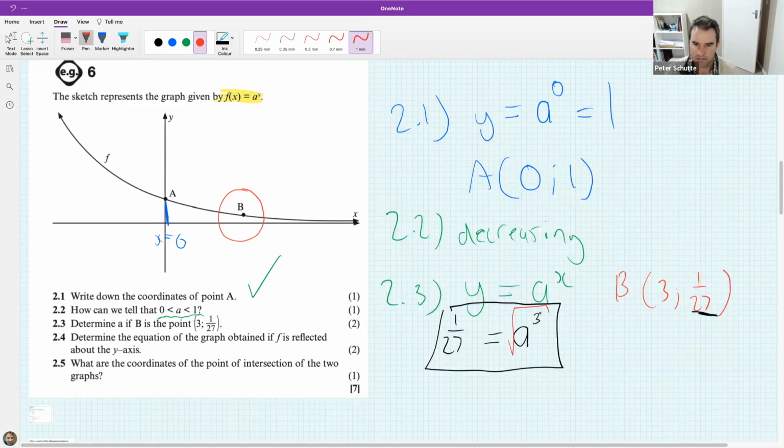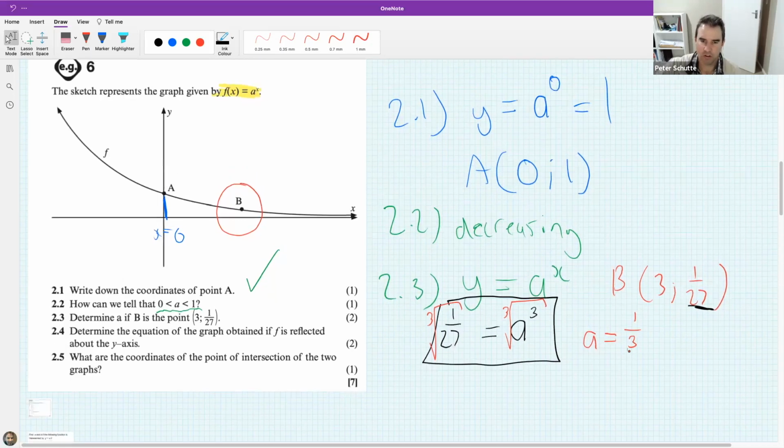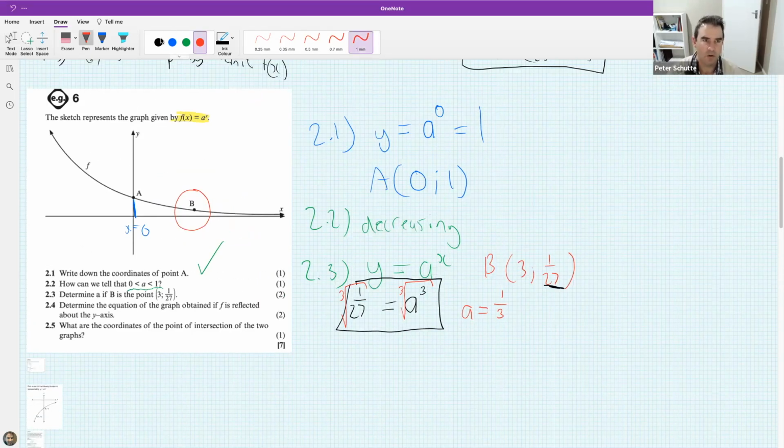Yes, okay, you guys are on fire today. So you have to cube root both sides. And when you do that, the a value should be equal to 1/3. This makes sense because, like we said earlier, you can see it's a decreasing exponential function. So f of x is equal to (1/3) to the power of x. So that is my function that I started with.